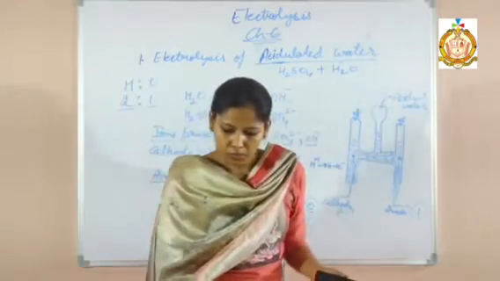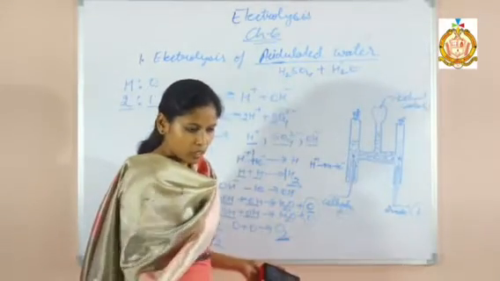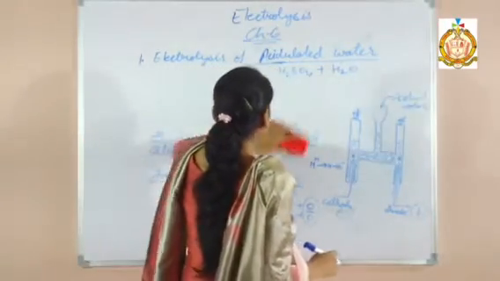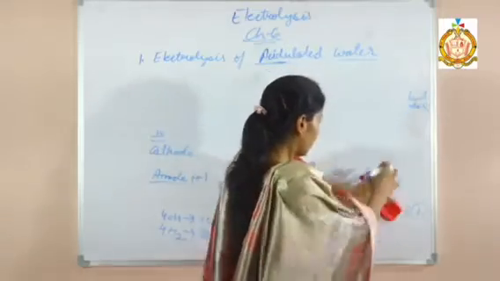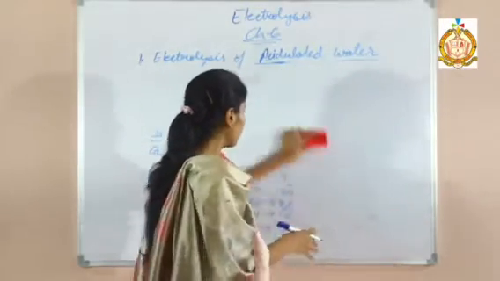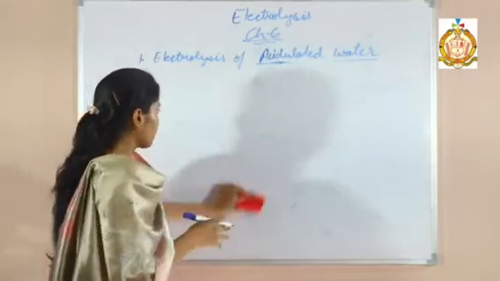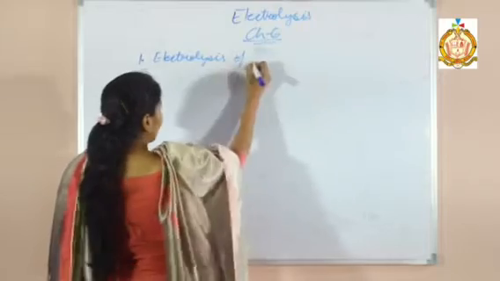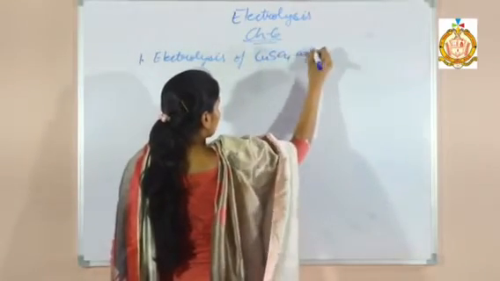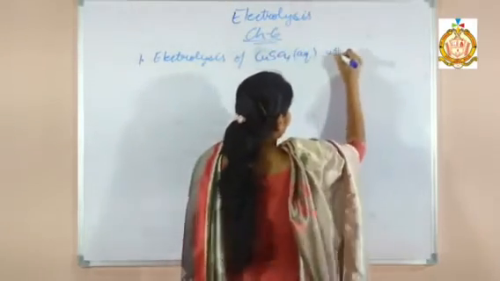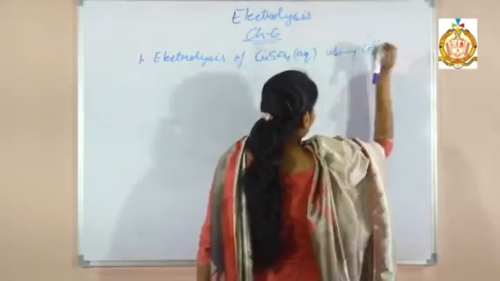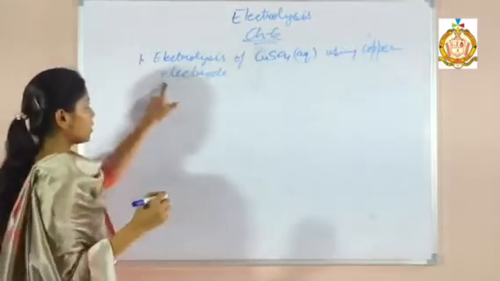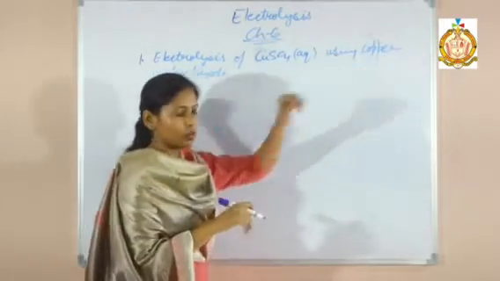And next one is one more example, electrolysis of copper sulfate using copper electrode. Here also the electrodes were inert in the previous example, but in the next example, electrodes are active. Those electrodes will be copper electrodes. Electrolysis of aqueous copper sulfate using copper electrode. So copper electrode is active. It will also participate in electrolysis.